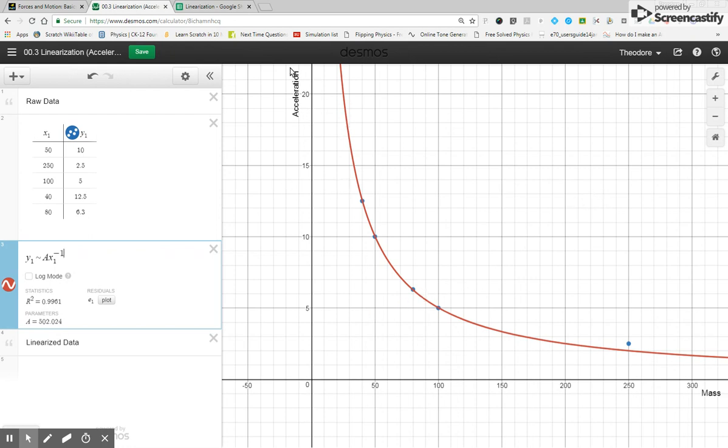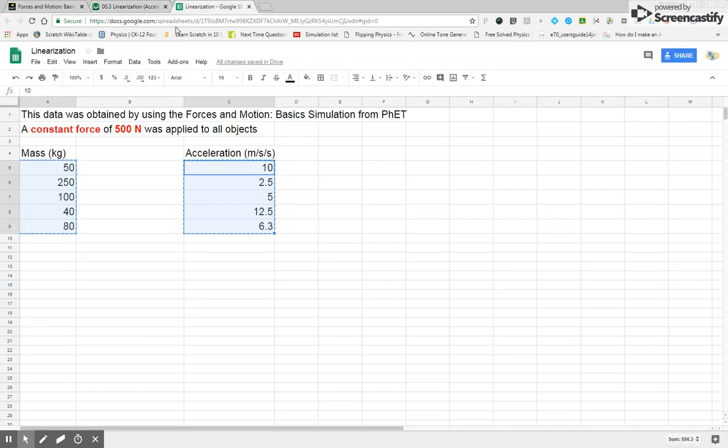I'm going to go back to Desmos. I'm sorry, back to Sheets. And what we said here is that this was an inverse relationship. And an inverse relationship means that the y variable, which in this case was acceleration, was related to the mass, but to the -1 power.